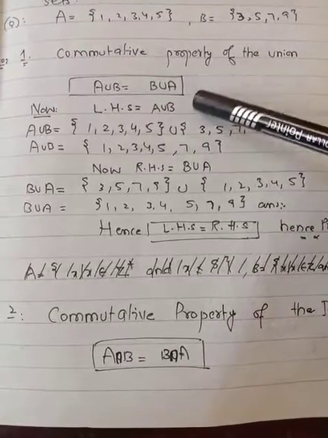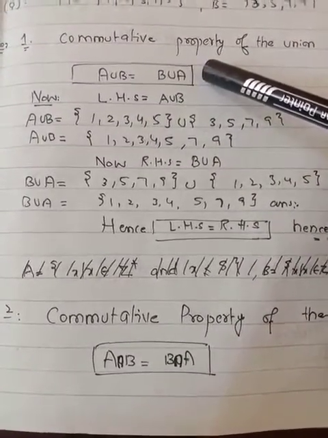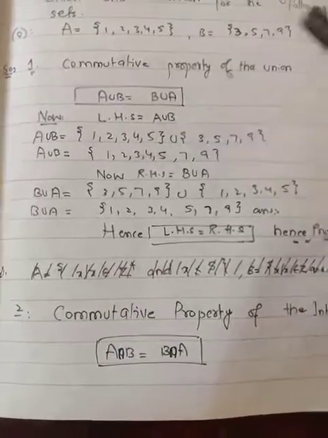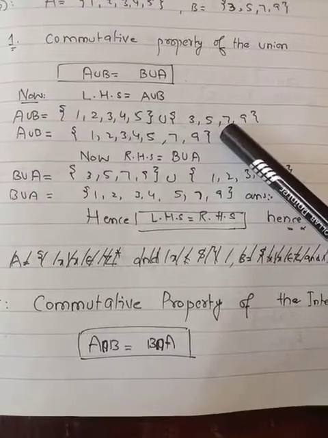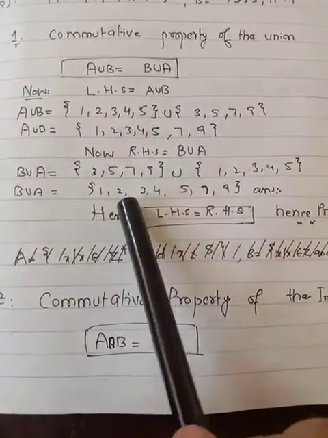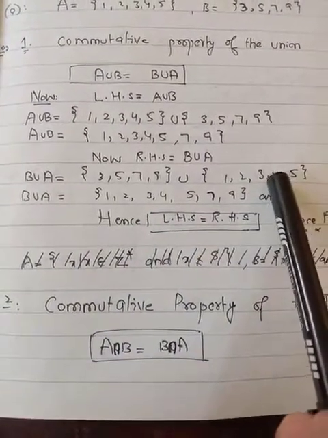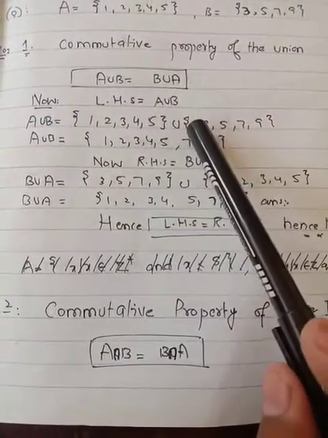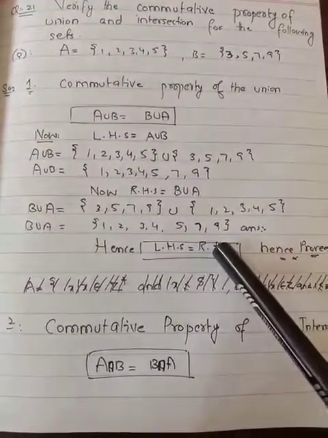Commutative property of the union is A union B should be equal to B union A. First we will find A union B. We will get the answer 1, 2, 3, 4, 5, 7, 9. This is the answer of A union B. Then we find B union A. We have got 1, 2, 3, 4, 5, 7, 9. So the answer of A union B is equal to the answer of B union A. Hence left hand side equals right hand side.